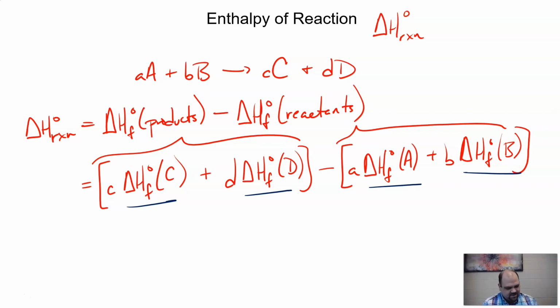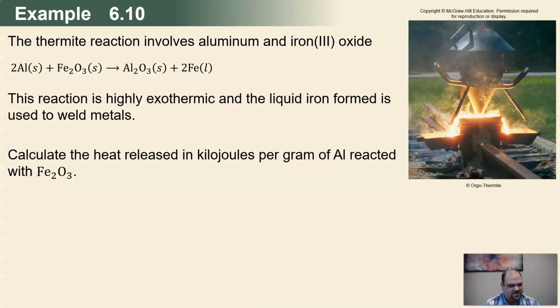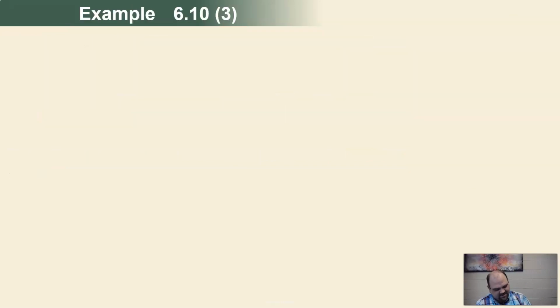Okay. And so let's do a quick example here. We have a reaction of thermite that involves aluminum and iron(III) oxide. We have 2 moles of aluminum solid plus a mole of iron(III) oxide solid go to 1 mole of aluminum oxide solid and 2 moles of iron as a liquid. And so if we are going to calculate delta H for this, then we need to pull some values from our table. If we go back, I'm just going to go back real quick.